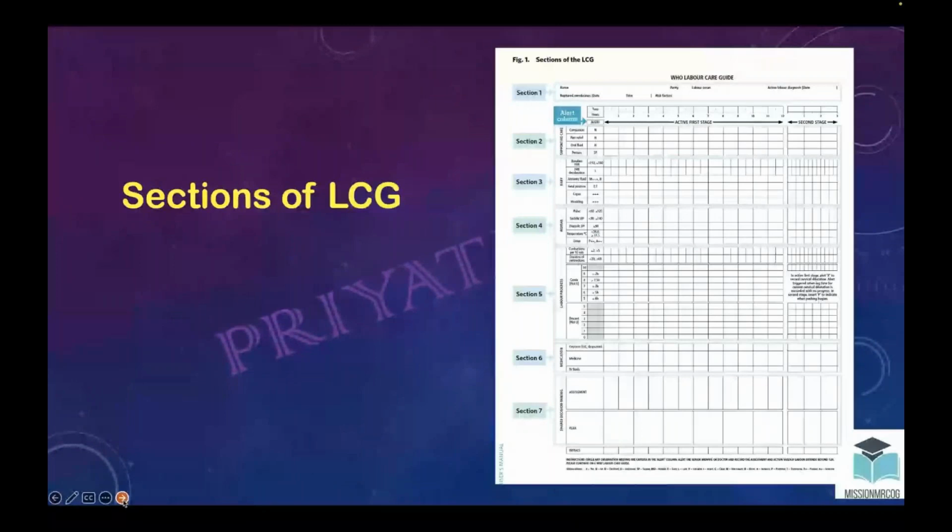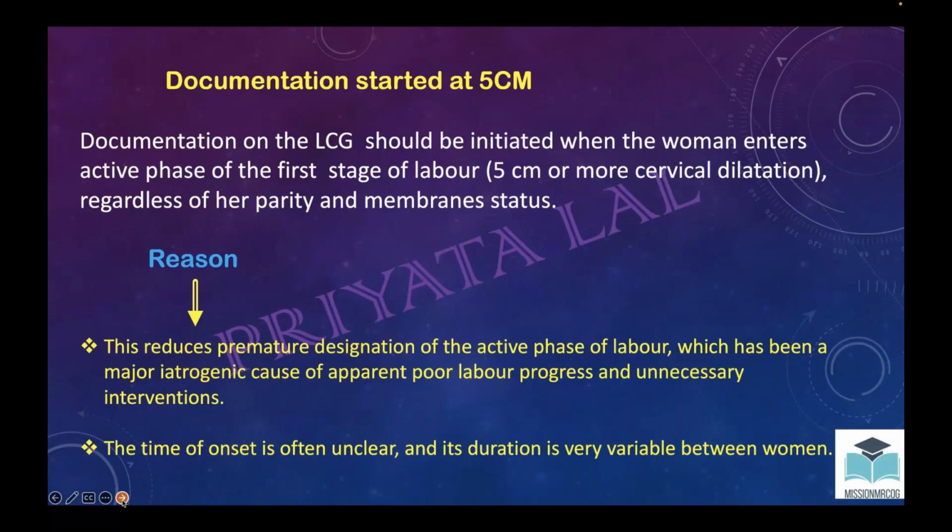Then he asked in the exam, why do we start at 5 centimeter? Answer: we start at 5 centimeter because that would reduce premature designation of the active stage phase of labor, and also this will avoid poor designation of labor progress, early designation of labor progress, and unnecessary interventions. Because of that, this is a change: LCG starting at 5 centimeter.